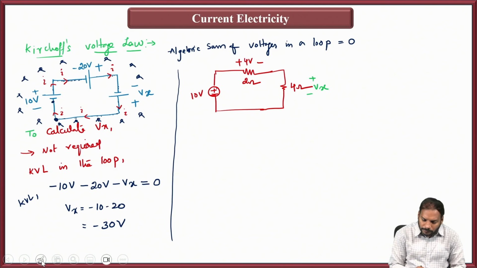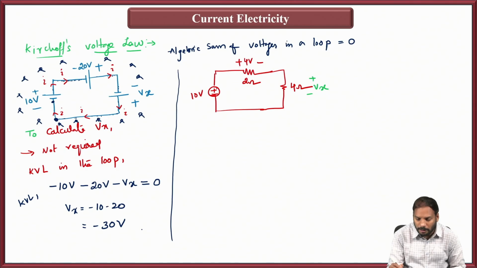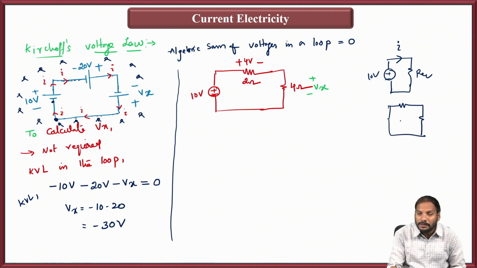You can solve this problem in different methods. One method is to make this simply a 10 volts battery and calculate R equivalent. The series combination of 2 and 4 gives 6, and then you can calculate the current I passing through this. Once you get I, split the resistors into two individuals: this is once again the 10 volts battery, a 2 ohm resistor, and a 4 ohm resistor. If you know the current I, you can calculate the voltage across this 4 ohm resistor. This is a broader approach to calculate the value of Vx.